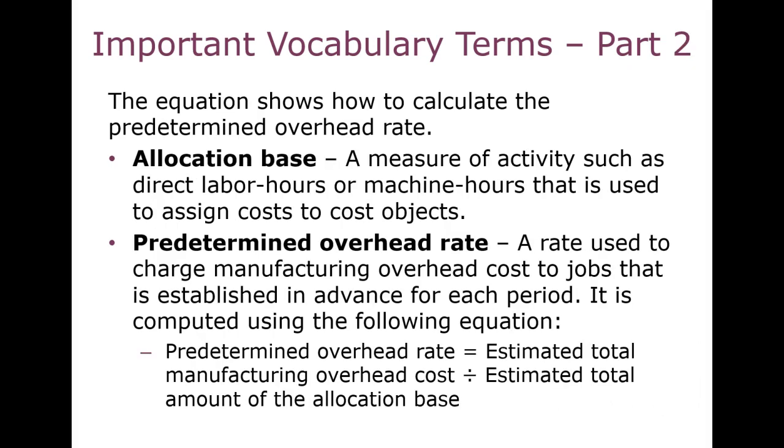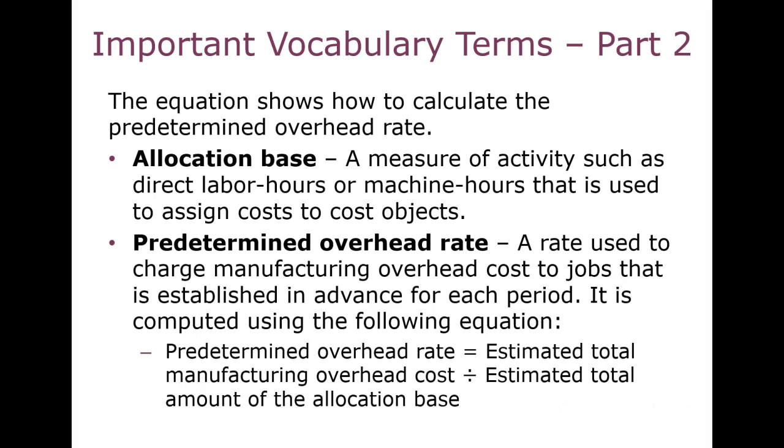Allocation base, we talked about this in the last chapter. This is the measure of activity, such as direct labor hours or machine hours, that is used to assign cost to cost objects. In Chapter 2, we had an example where we used direct labor hours to attach overhead cost to the job.